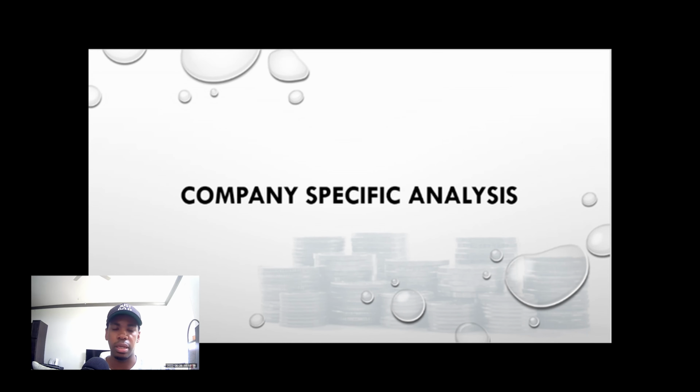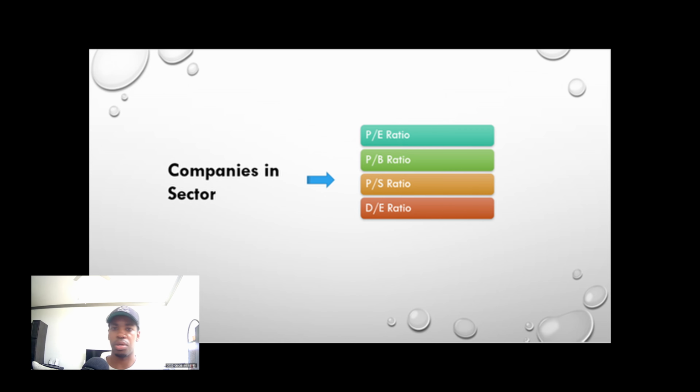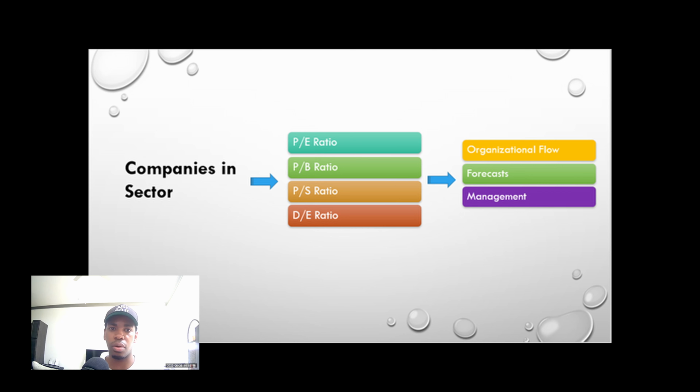Okay, so first, the company specific analysis. Like the top down approach, company specific analysis is carried out by using the fundamental metrics explained in the previous section, dealing with PE ratios, PB ratios, PS ratios, and DE ratios, with more emphasis placed on the individual research of the company. Investors look deeper into the company's organizational flow, management, and future forecasts to gain a more meaningful understanding of the company's prospects, or its potential.